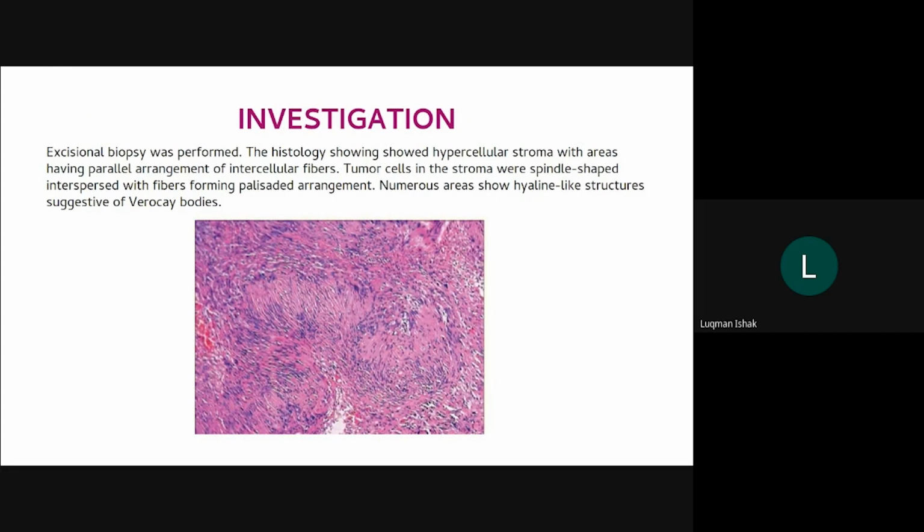Further investigation: excisional biopsy was performed, and the histology showed hypercellular stroma with areas having parallel arrangement of intercellular fibers. So we can see in the picture there are intercellular fibers, and the tumor cells in the stroma were spindle shaped, interspersed with fibers forming a palisaded arrangement, and numerous areas show myelin-like structures suggestive of Verocay bodies. So we can see in the middle of the histology there are Verocay bodies.